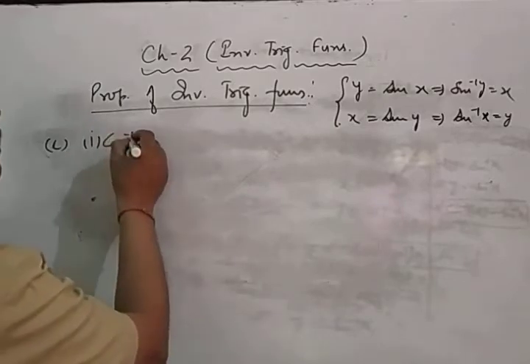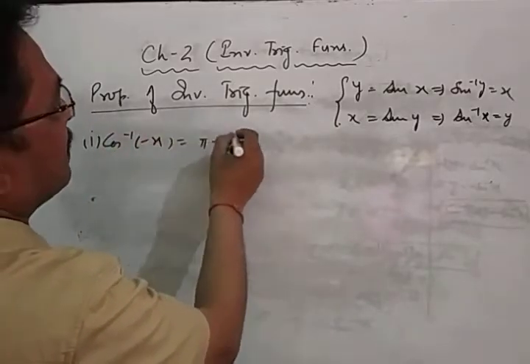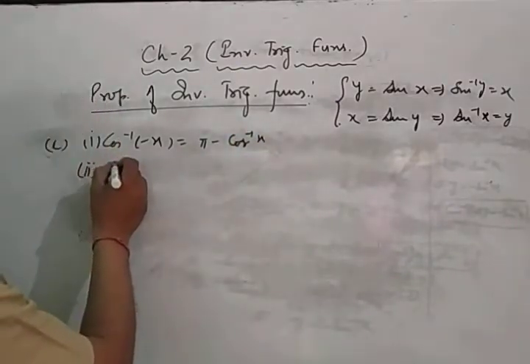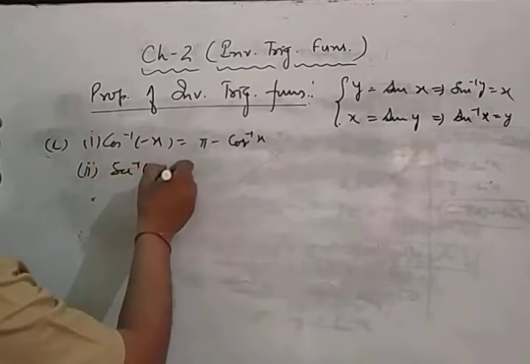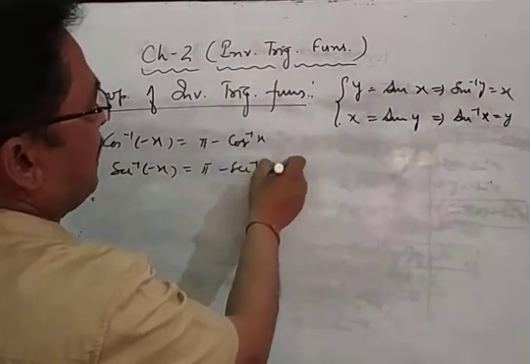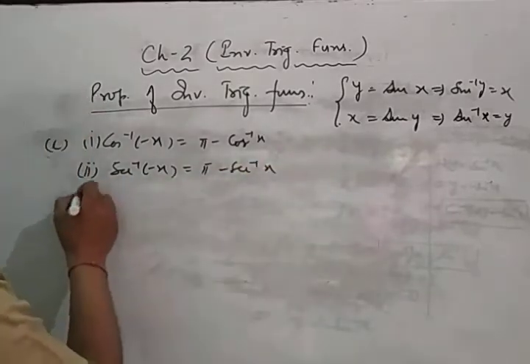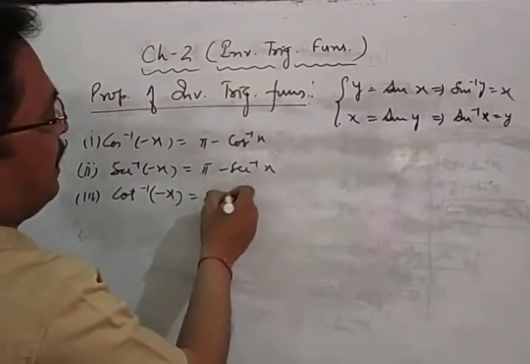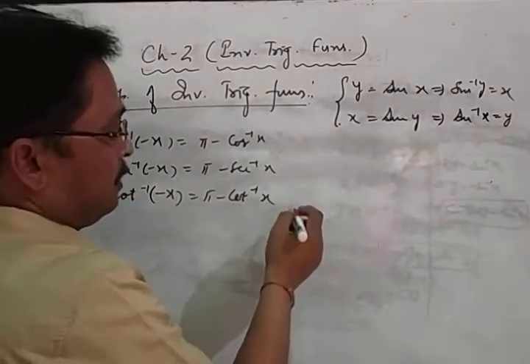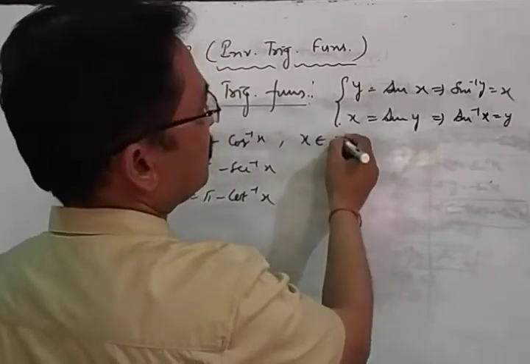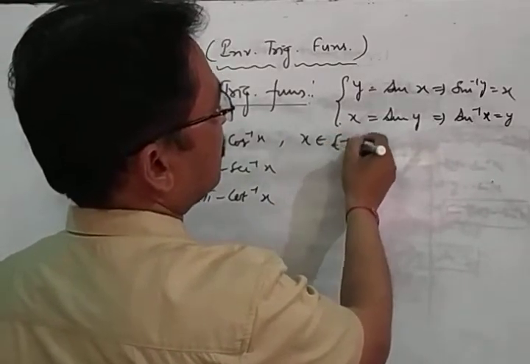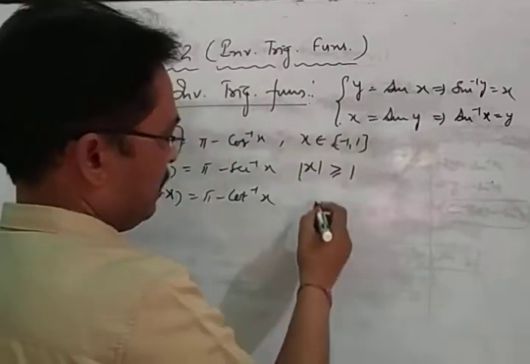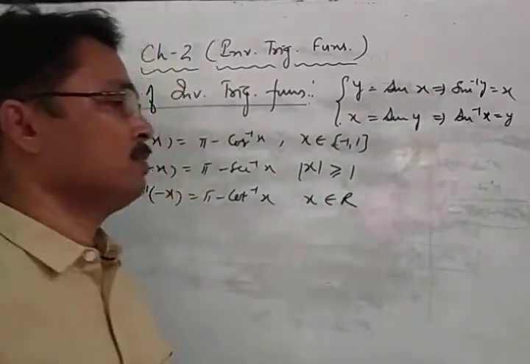First, cos inverse of minus x is equal to pi minus cos inverse x. Second, sec inverse of minus x is equal to pi minus sec inverse x. And third one is cot inverse of minus x equal to pi minus cot inverse x. This one is valid when x belongs to closed interval minus 1, 1, and this one is valid when mod x is greater than or equal to 1, and this one is valid when x belongs to R.